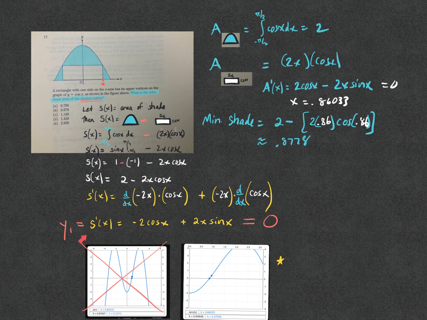So whether you think of it as a function for the entire shaded area, which you then do the calculus to find the minimum value, or you think of it in parts, the whole, the rectangle, maximize the rectangle so that the shade is minimized, they are both logically equivalent.